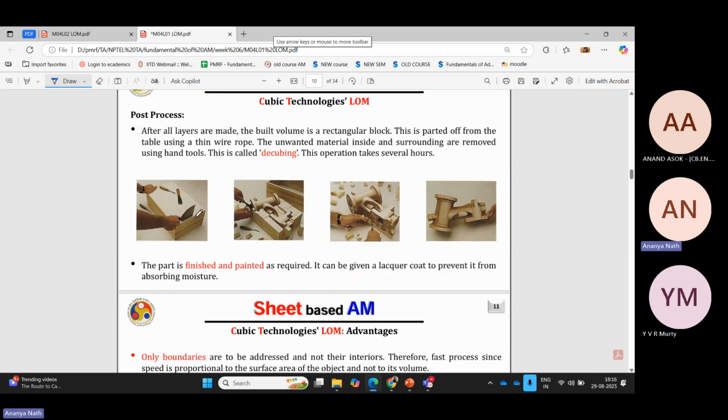There will be a shovel, or a spatula or flattened spatula, something like that you have to take. And then you have to just remove the portion that was laser scanned. It's called decubing, because you can just imagine there are small cubes which got generated because of the laser cutting operation, and now you want to remove the cubes. So this is how one by one you can remove the cubes, and ultimately you can get the part. So this is the overall Cubic Technologies LOM.